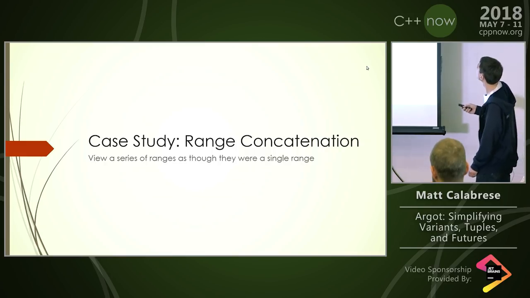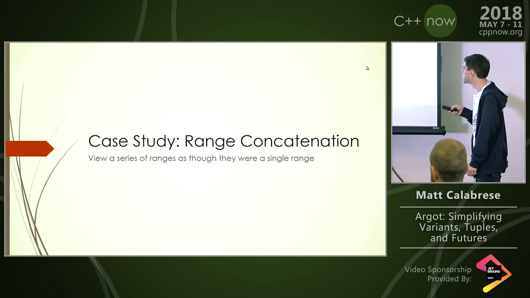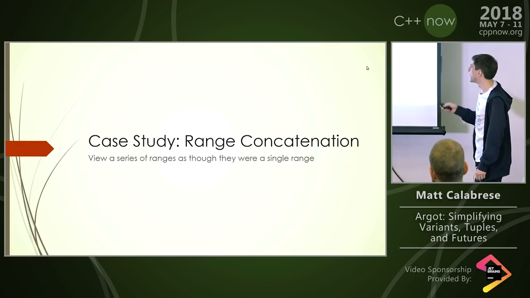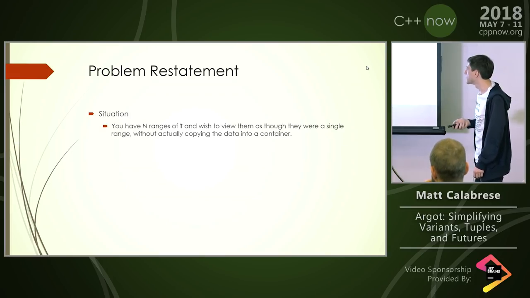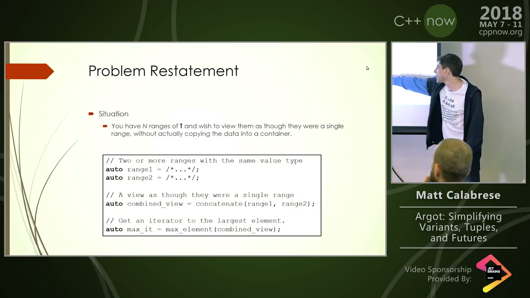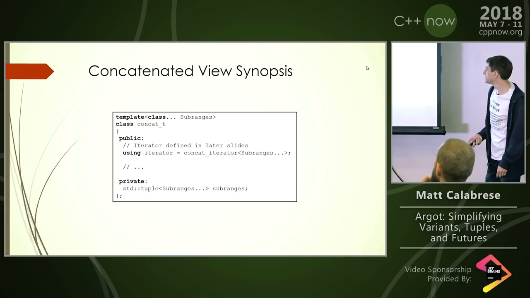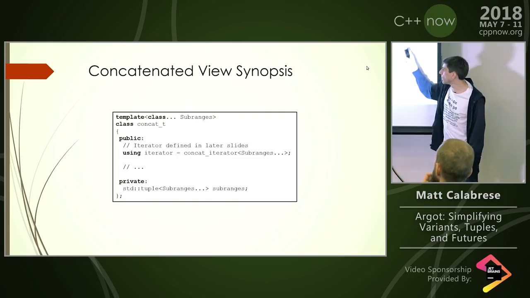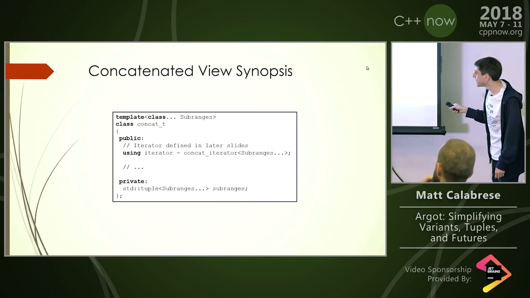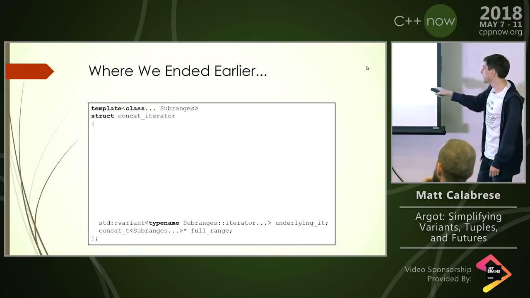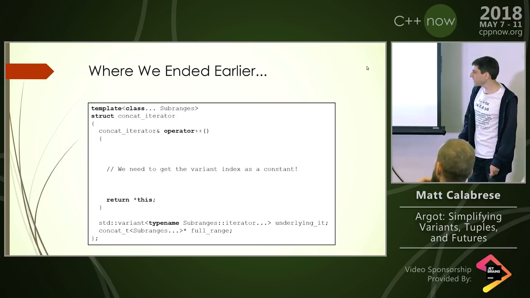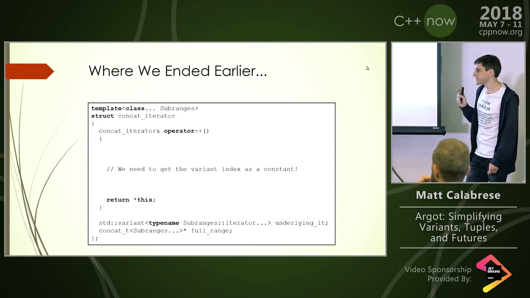I've got to speed up a bit. So let's move on to a use case here. We know kind of the basics of how things work. Let's try to go back and implement the range concatenation now that we have these facilities. So, refresher: we have ranges, we want to concatenate them. We're trying to implement this. Here was our overall range type. It contains a tuple of all of our subranges, and we're trying to implement the iterator type here. If you remember, we had a variant of all the iterator types. This is about where we got, and we're trying to implement the increment operator of this iterator.